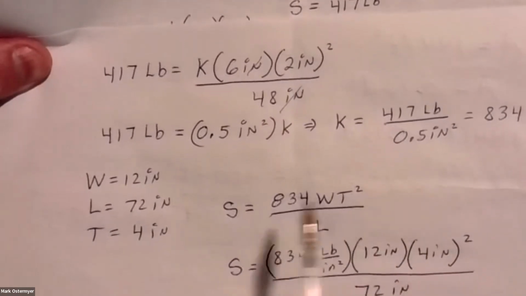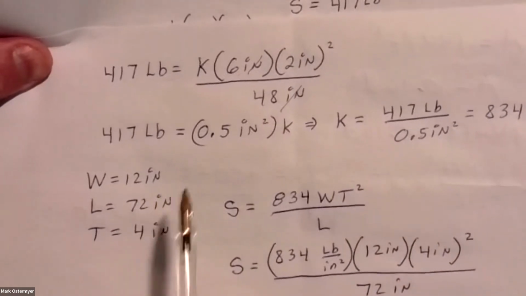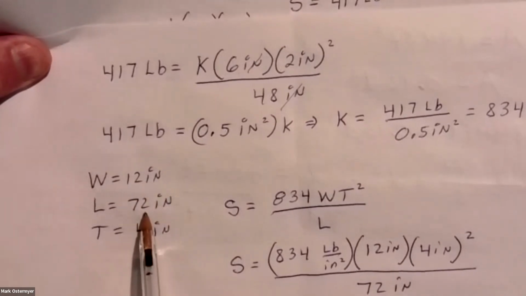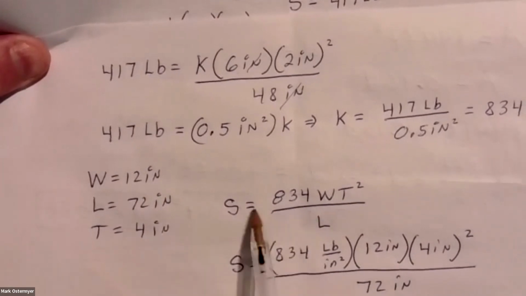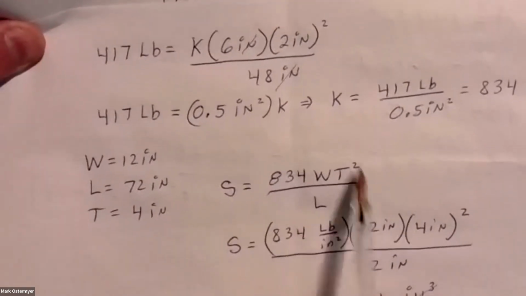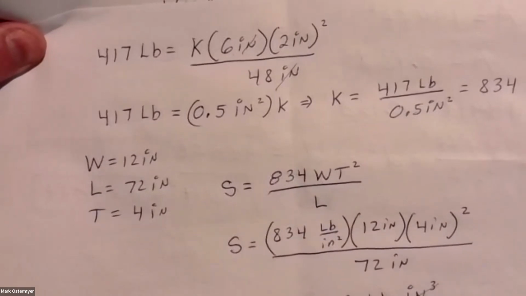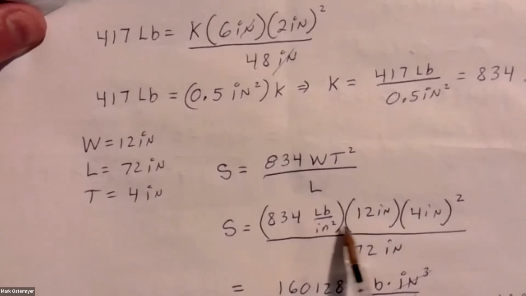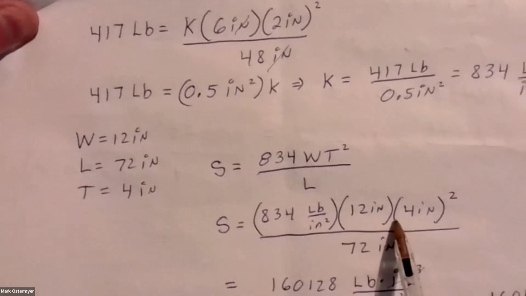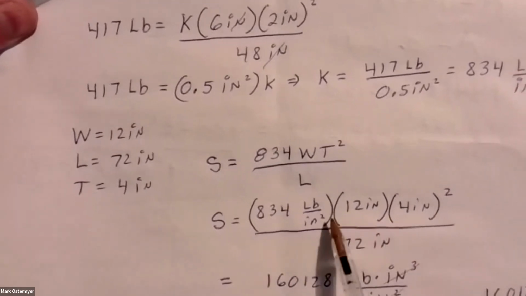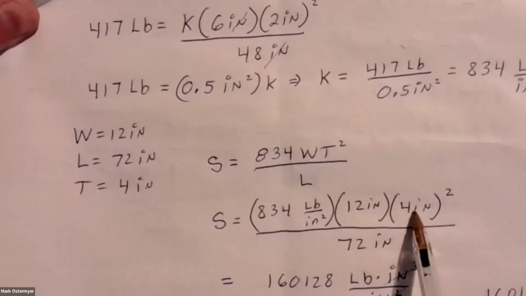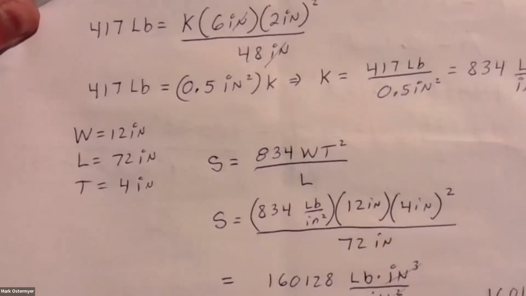What would be the strength of a board or a beam, same material, that's the key assumption, that measures 12 inches in width, 72 inches long, and a thickness of 4 inches? Well, now we can put the values into our more specific joint variation. I put all the units in here to show you how the units work out. Notice pounds per square inch times inches times square inches. So inches times square inches is going to be cubic inches.